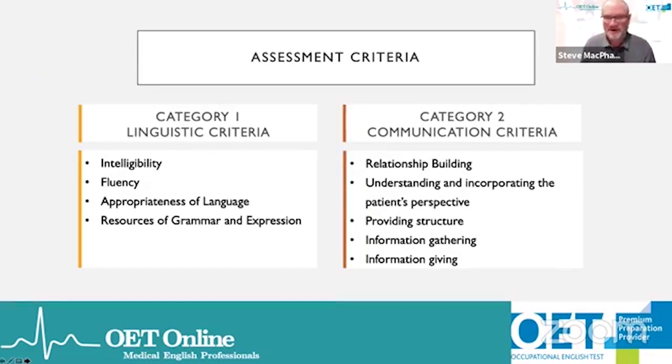Okay, let's look at the assessment criteria. What do you need to do in order to get a B grade? Well, there's 2 categories of criteria. The first category is the linguistic criteria. That includes intelligibility. Now, intelligibility means your pronunciation. As long as it's clear and easily understood, then you'll be meeting the exam requirements.